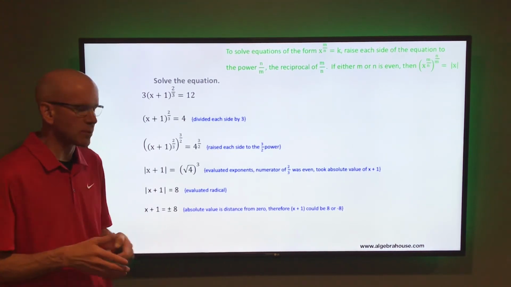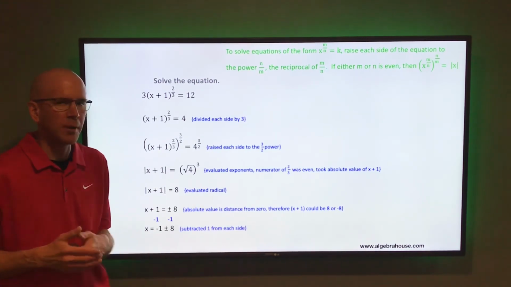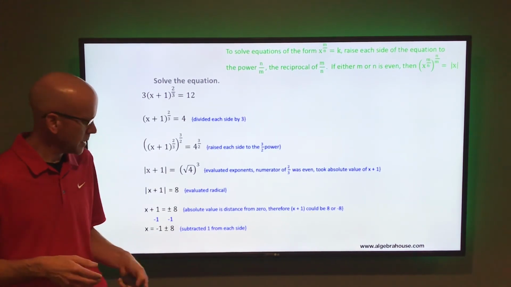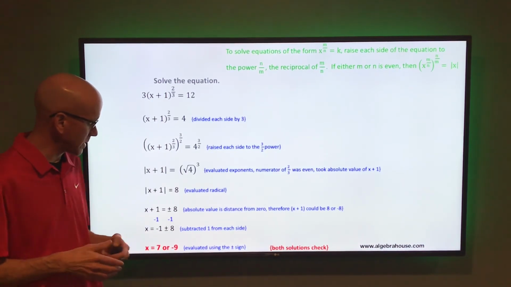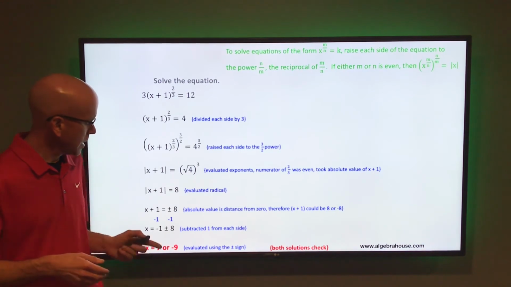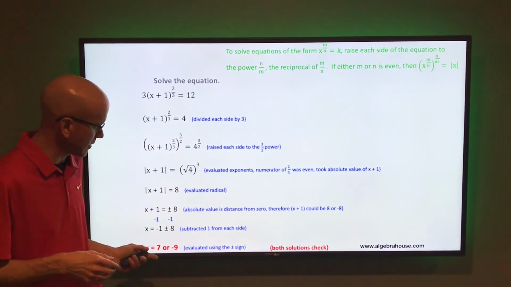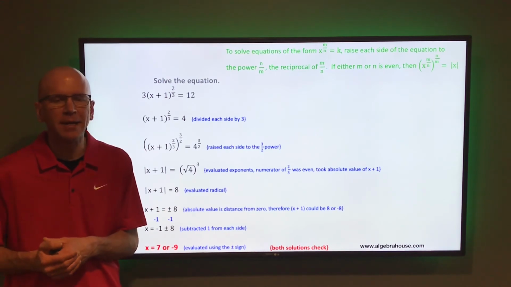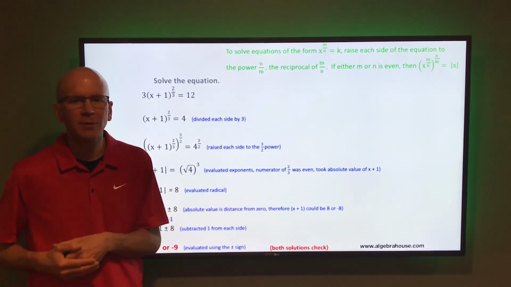So we have x plus 1 equals plus or minus 8. Subtract 1 from each side, get x equals -1 plus or minus 8. Just take -1 plus 8, that is 7, and -1 minus 8, that is -9. Now you could check those back in. I'm not going to take the time to do it here, but if you check 7 back in, if you check -9 back in, they both work. X equals 7 and also x equals -9.